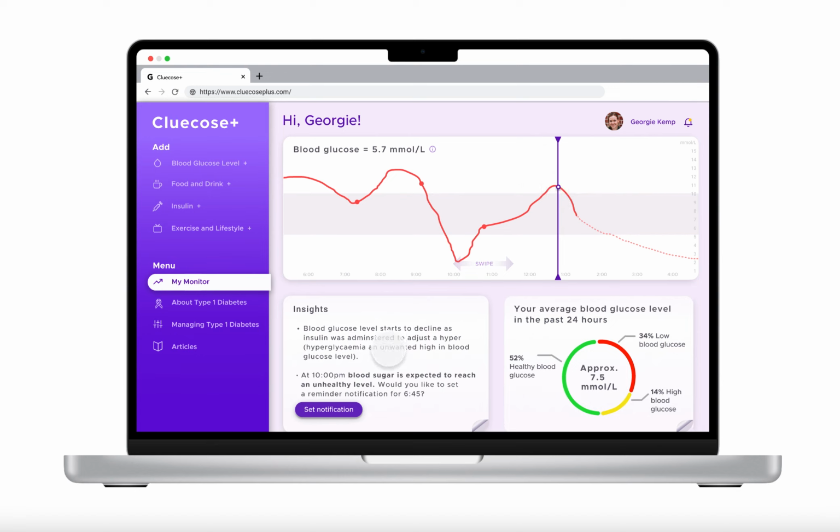Again, it's telling you that you're experiencing hyperglycemia, so it tells you what you might want to do. Over here we have your average blood glucose levels in the past 24 hours to help you understand if you're running high or running a bit low, and again helps you tailor your insulin levels or inputting sugars.